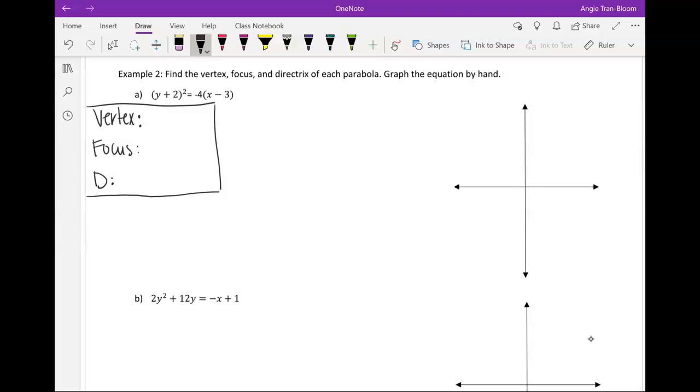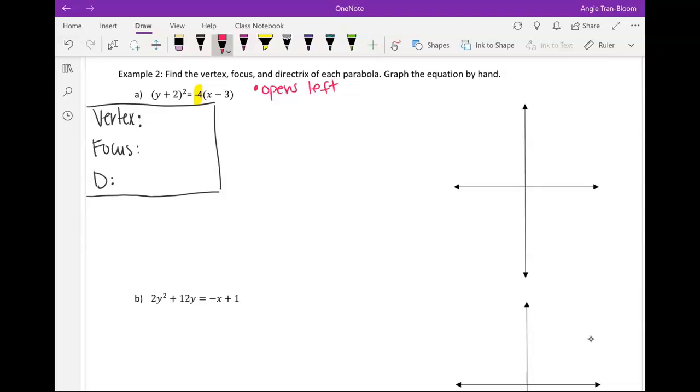So 2a, (y + 2) squared equals -4 times (x - 3). Because your y variable is being squared, we know that it'll either open to the right or the left, and this is negative, so we know for sure that it opens to the left. Okay. We have a few things we can find right away.